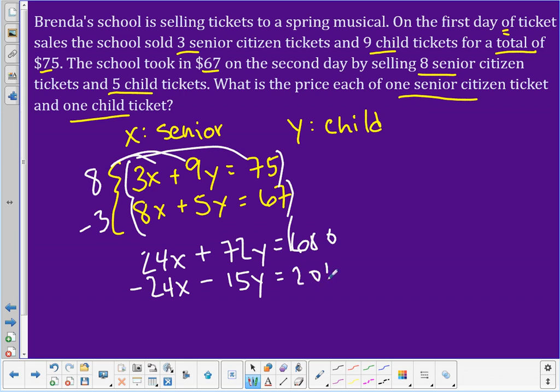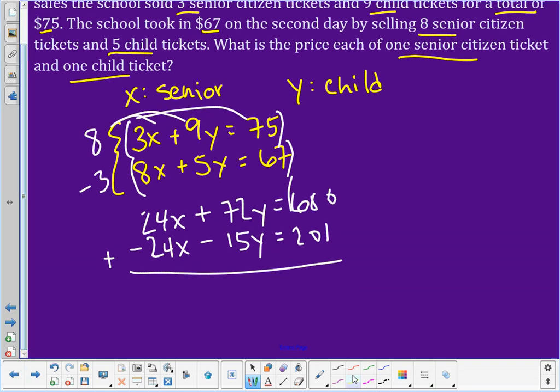Oops, 201. Now I can combine these. And when I do that, my x terms drop out, and I'm left with 72 minus 15, that's 57, I think. 72 minus 15, let me just check. Yep, 57. You can always check these things working on your calculator. So 57y is equal to 600 plus, oh, and I almost forgot, that should be a negative 201. Sorry about that. -3 times 67 is a negative 201. So 600 minus 200 would be 400, but I'm taking one more away, so 399 is what I'm looking at.